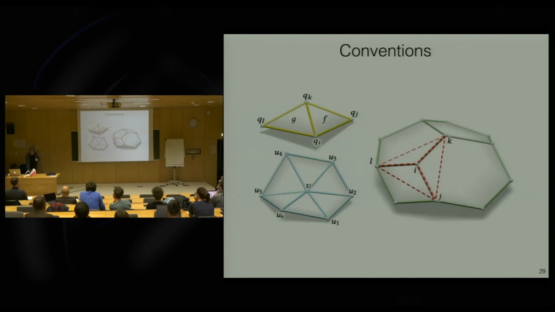So first of all, my conventions are as follows. This is something I call the triangle. I won't use all of them, but just in case. This is something I call a triangle flap, 2 triangles.